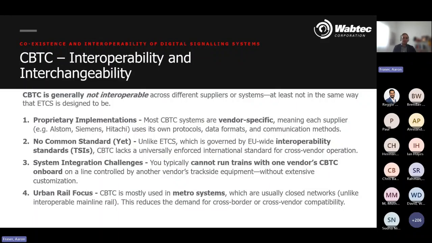It's also very challenging, obviously, because of the proprietary interfaces and the proprietary nature of the CBTC systems, to mix and match components from different suppliers. Interchangeability is not something that CBTC was designed for. While there have been efforts such as New York City Transit's I2S standard to promote interoperability, these remain exceptions rather than the norm. And we'll talk a little bit about New York City in the next slide.